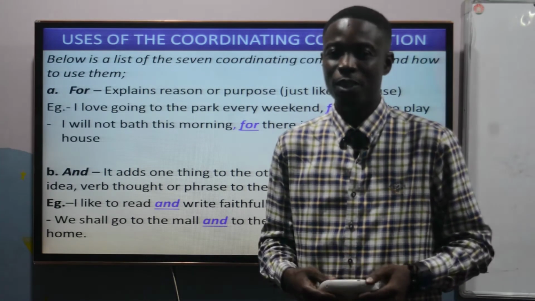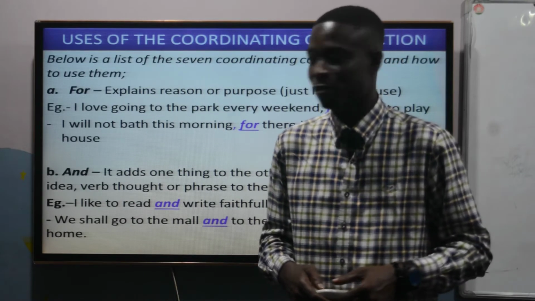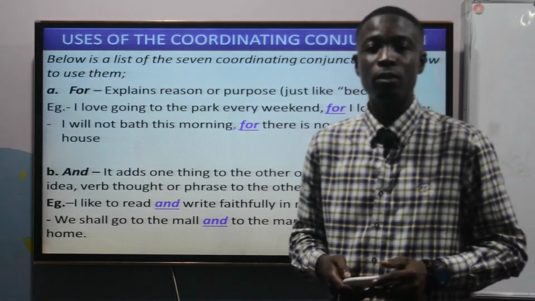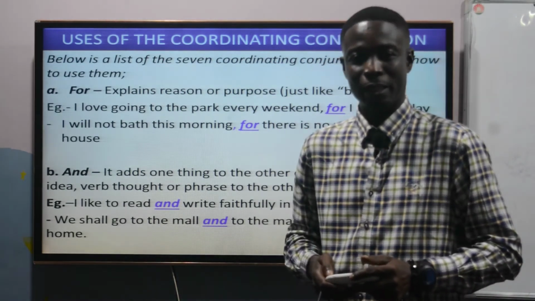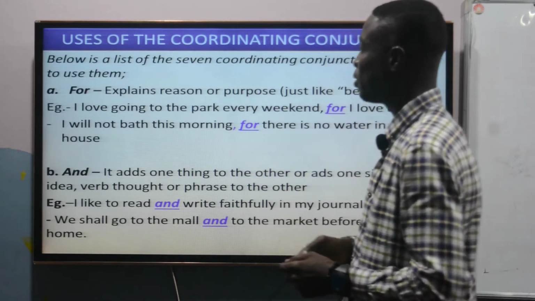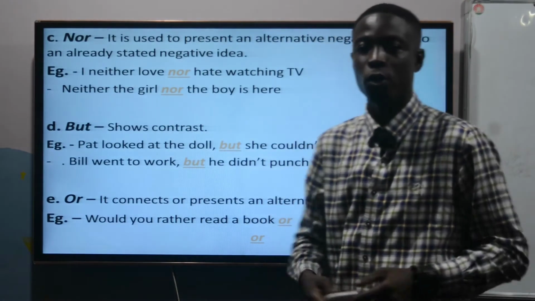I believe you have understood up to this point as well. We have treated 2 out of the 7 coordinating conjunctions. Let's move on to the next coordinating conjunction, and that is nor.